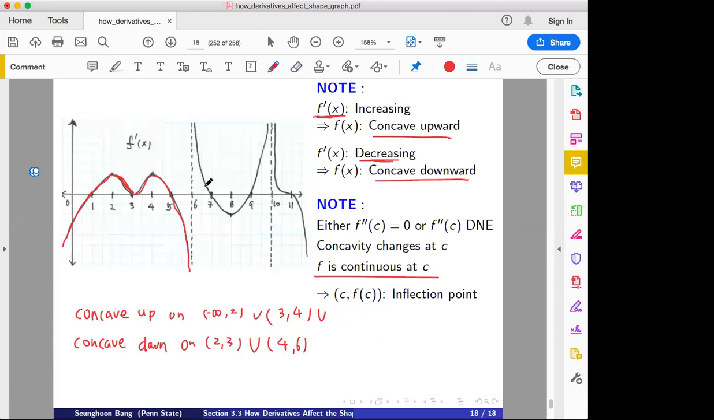Do we have it? So another one. What is 6 to 8? What's that? Yes, decreasing, concave down, 6 to 8. What's 8 to 10? The graph is increasing, yes, concave up, 8 to 10. The next one, 10 to infinity. From 10 to infinity, the graph is decreasing, concave down.